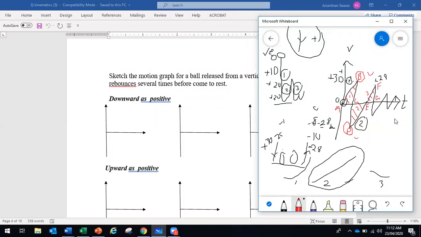The 2 is actually the height, like a bounce. So 2 is the height it rises, and the height it rises is the same as the distance it falls down. So if 2 rises by 5 meters, then 3 should fall down 5 meters. So 2 and 3 must be the same area. Area in the graph tells the displacement, right?